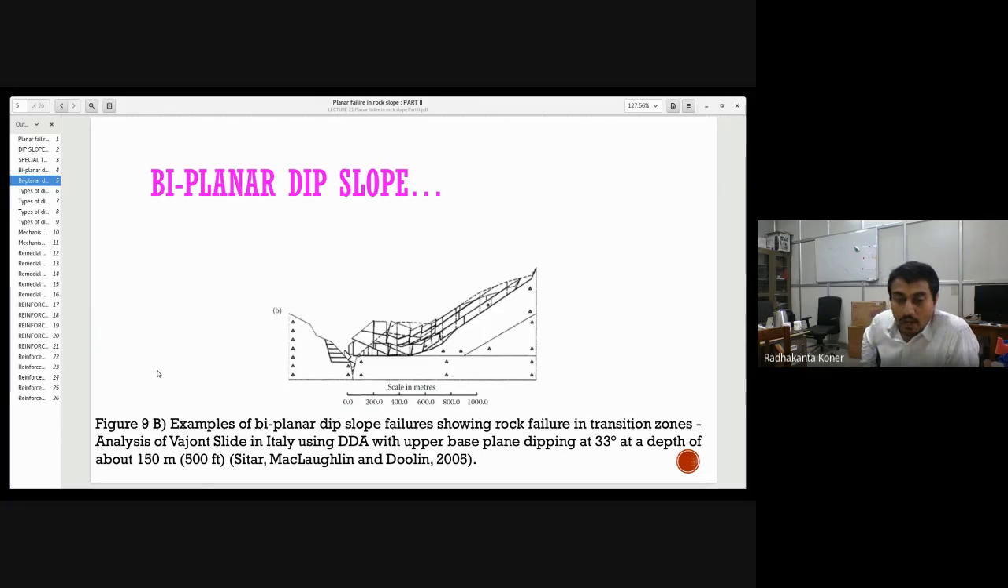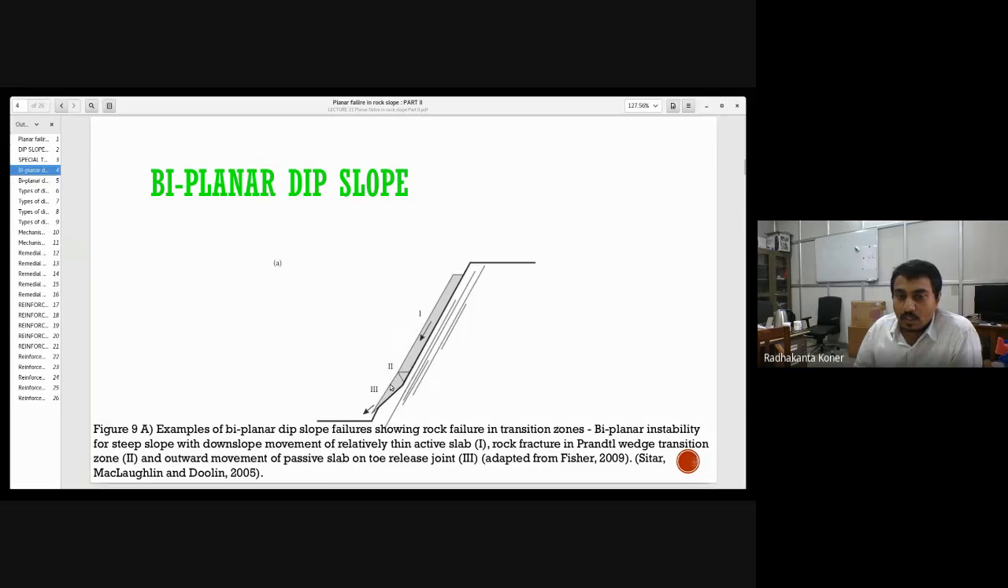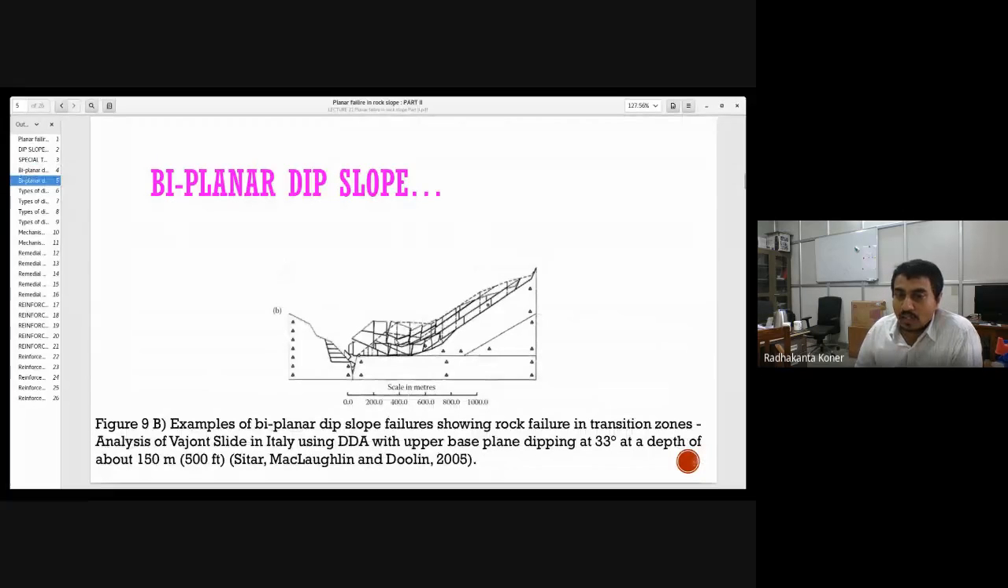McLoughlin and Doolin, 2005, used this DDA method. The DDA toolbox is freely available; it is open source software. You can use it. They used it and finally concluded how this deformation and this transition occur, and it is basically the same as what we have studied. Here, this portion will be broken down into small wedges, and that is what is shown in this study.